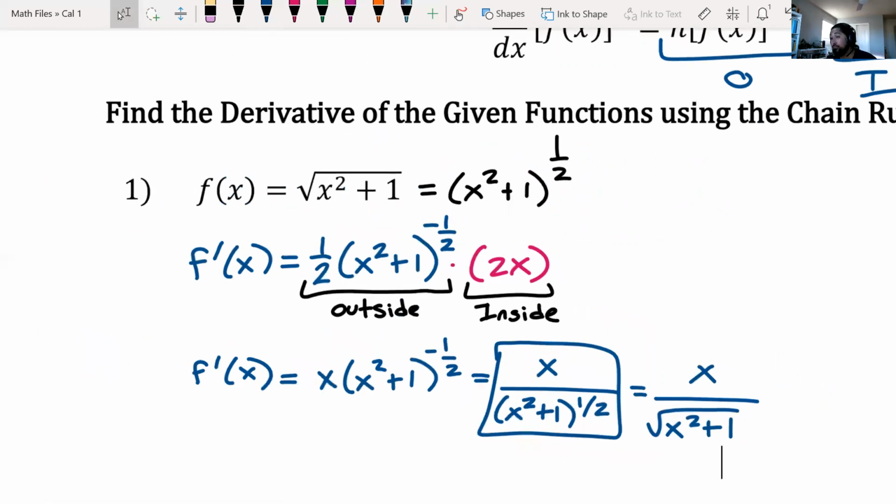Okay, that's chain rule. That is the derivative of the outside times the derivative of the inside. Any questions on that? No. All right.